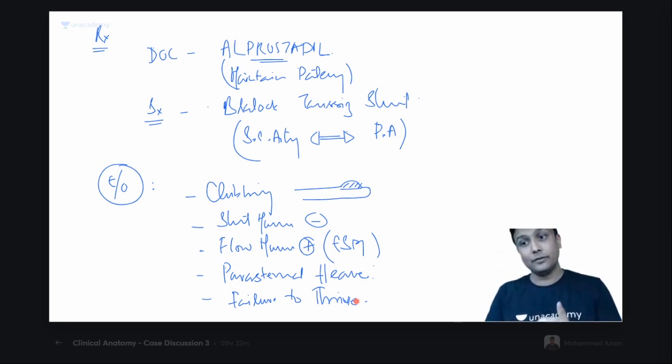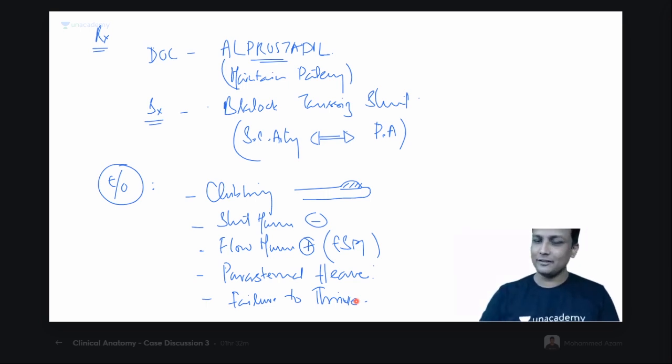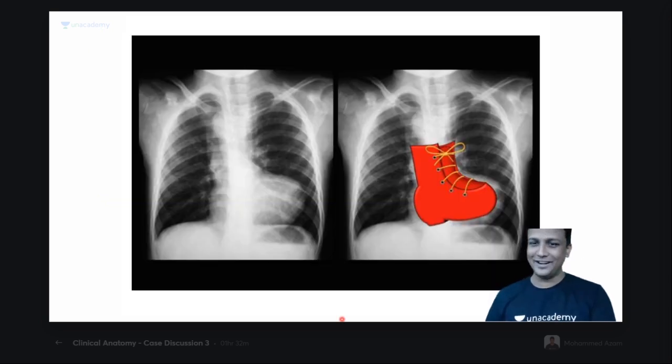On examination, ये हमको visible होगा, sir. So clubbing, you'll be able to see; you'll be able to find the murmur, that is ESM; and then parasternal heave will be there, and failure to thrive. Apart from that, welcome to your favorite part. है ना? हम लोग क्या करेंगे? Chest X-ray. On chest X-ray, what are the findings? Let us see what are the findings on the chest X-ray. Now comes your favorite part, sir.